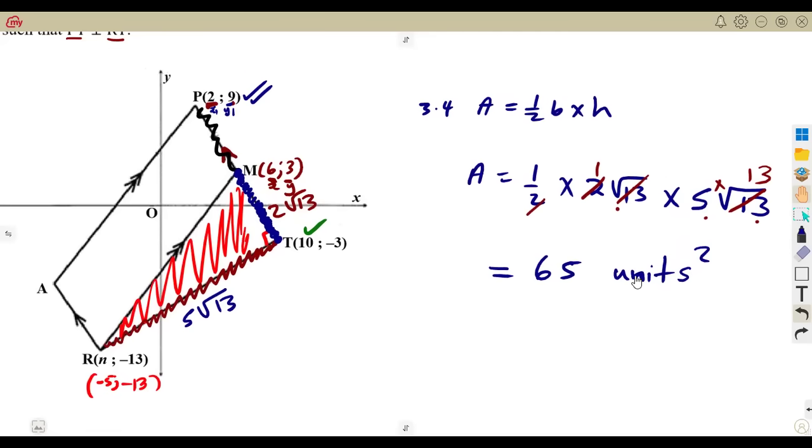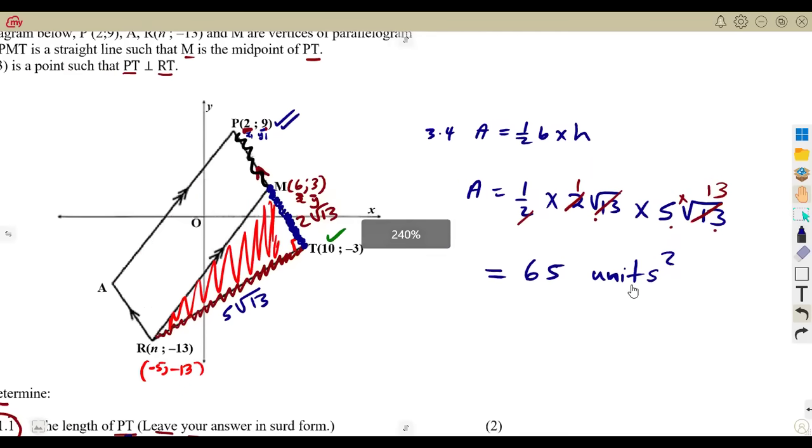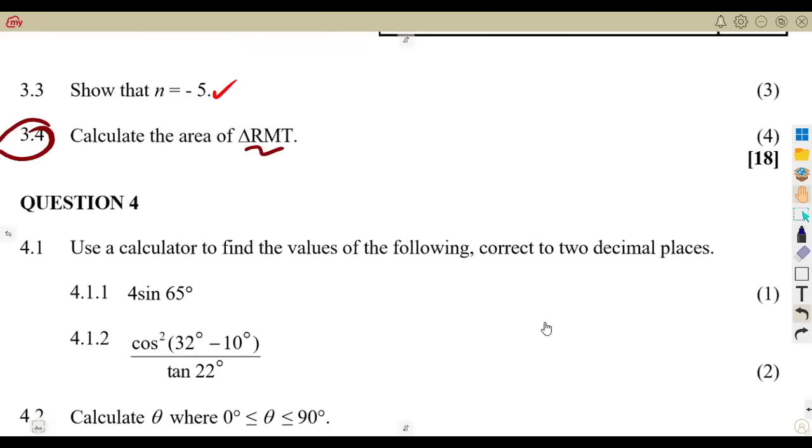So that is how the questions can be given. Questions can be given in this nature. You just have to be careful.